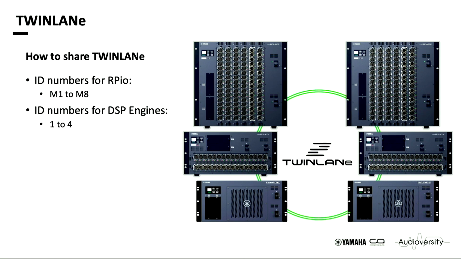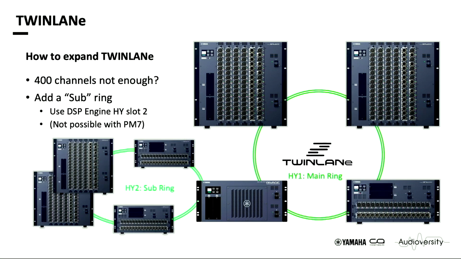But what about if 8 RPIO units is not enough for you? Or if perhaps your venue doesn't suit just 1 ring? Then you can add an additional TWINLAne card to your DSP engine and have a second ring. We call that a sub-ring. You use HY slot number 2 in the DSP engine, and then you can connect to an additional 8 RPIO units.